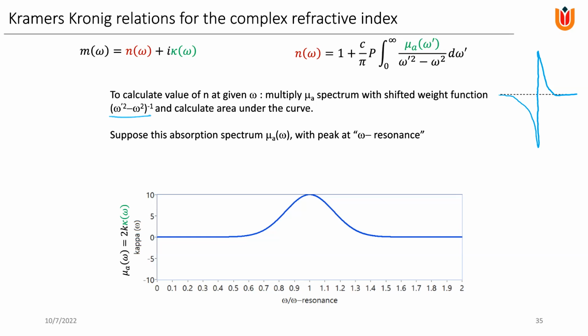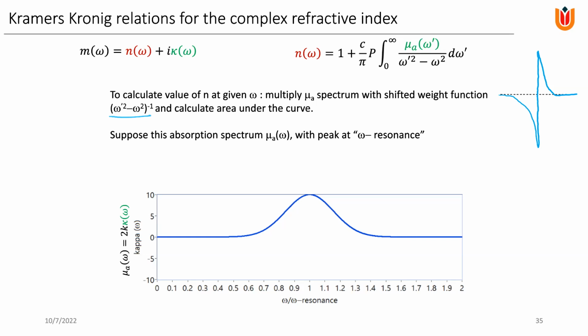So let's see what the consequences are. Let's investigate how this integral, how this equation works. We have a spectrum of the absorption coefficient, and let's assume that it looks like this. So there's just one single absorption peak at some normalized frequency, which is 1. And now the question is, if I would calculate this integral, how would then the real part behave?